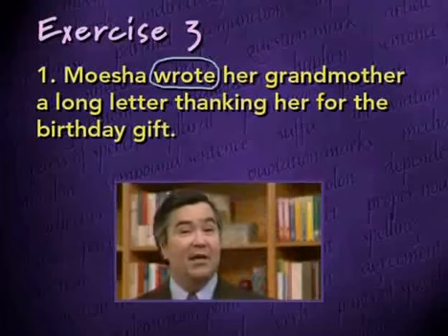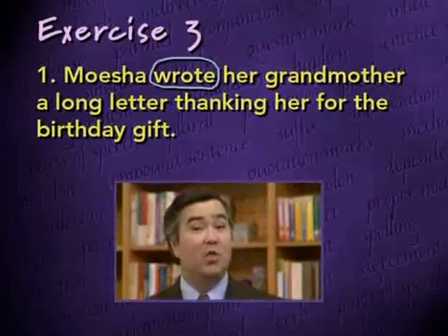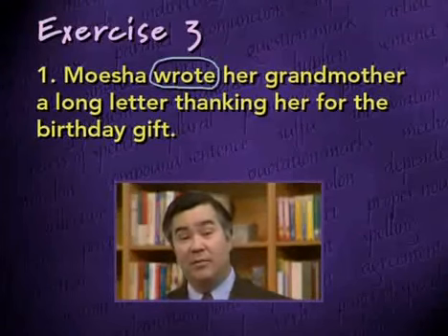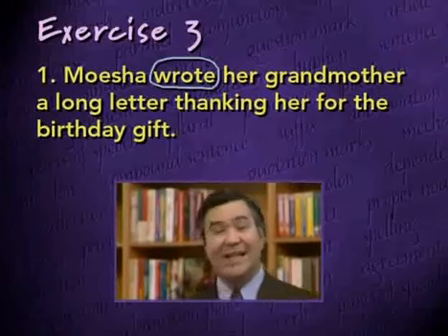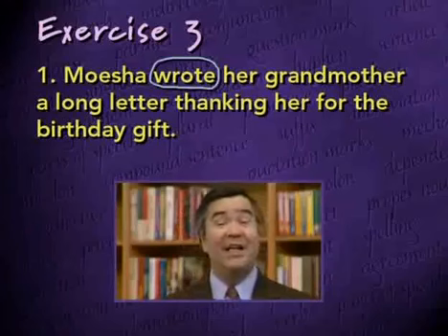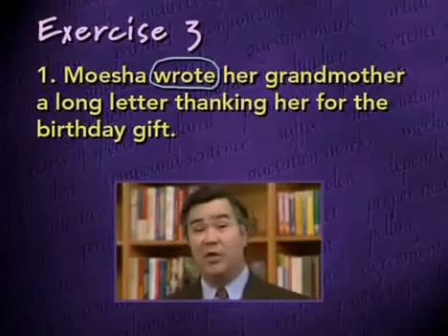Now, is there a direct object? That is, is there something in the sentence which tells us what Moesha wrote? Something that receives the action of the verb wrote. Yes, what Moesha wrote was a letter, specifically a long letter. So the word letter is the direct object of the verb wrote. It tells us what Moesha wrote.